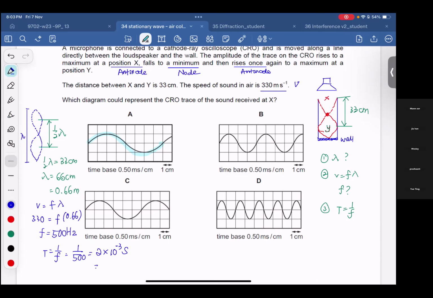Okay, so this one is 2 millisecond to have one complete wave, but this one is using 4 millisecond to have one complete wave. So we look at B. One complete wave is this. This is one complete wave. How many boxes? 4 boxes. 4 cm times 0.5. So at here, this is 2 millisecond. Answer should be B.